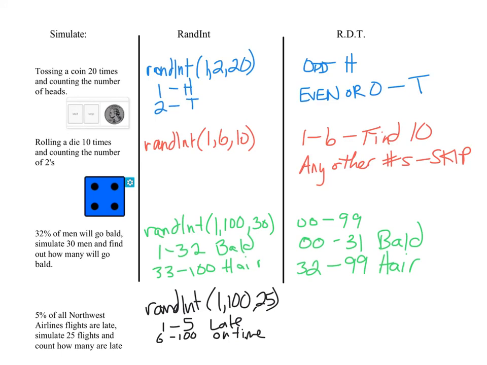Okay, and with the random digit table, I would probably again stick with 2-digit numbers. So I would do 00 to 99. Look at that, and maybe 00 to 04 would be late. And 05 to 99 would be on time. Okay, so this, again, just some ways to run simulations to check our probability and find out likely outcomes.